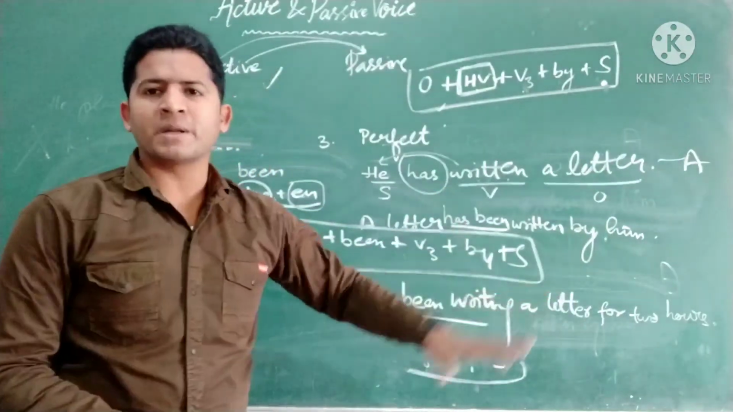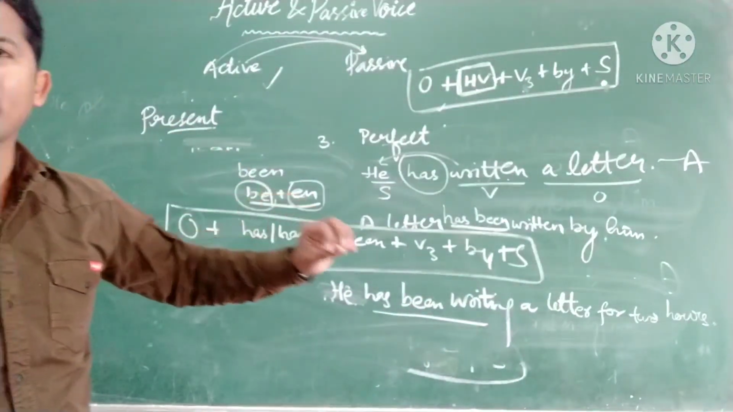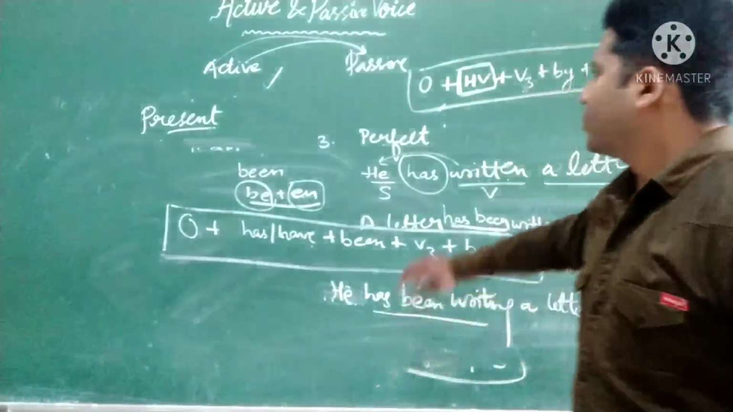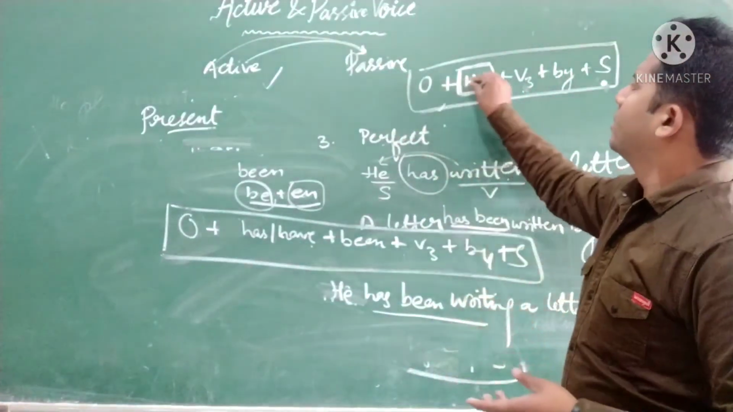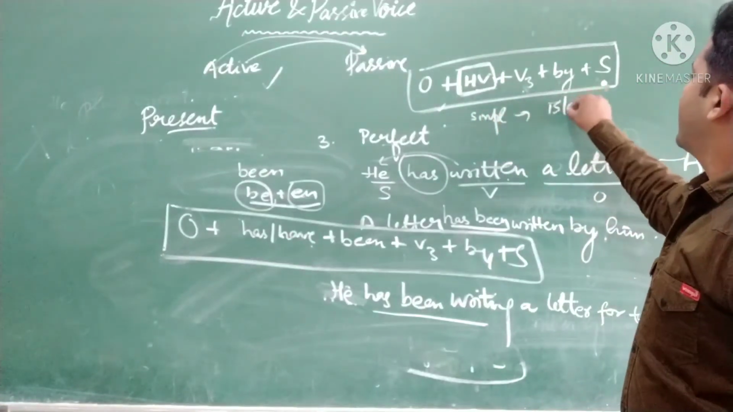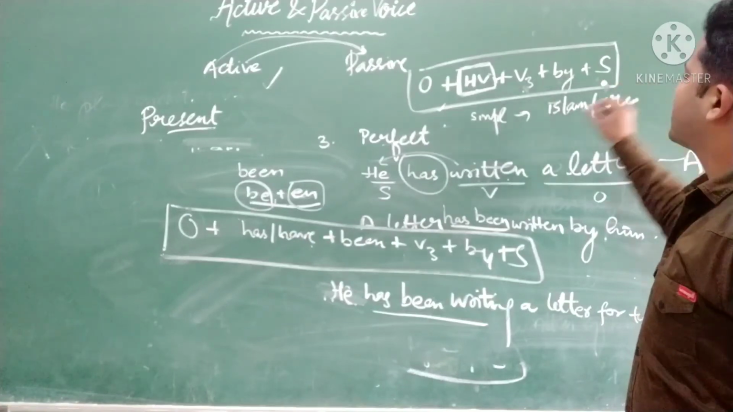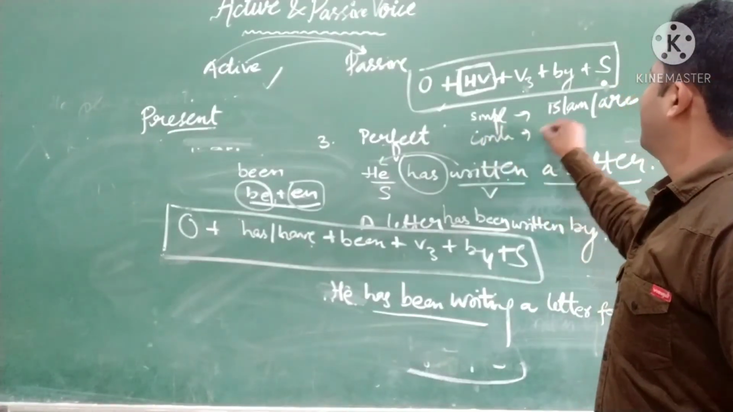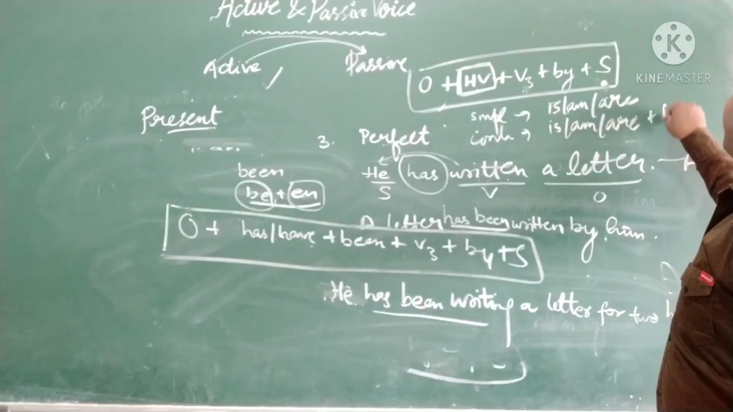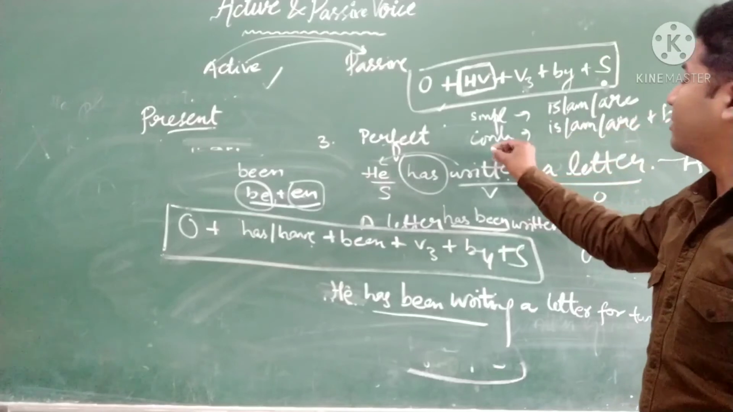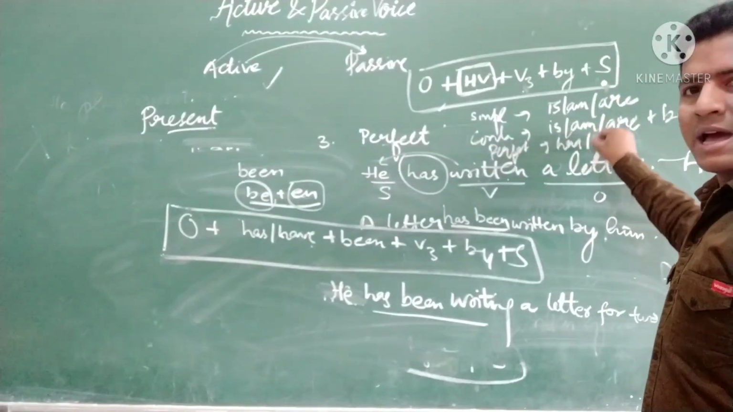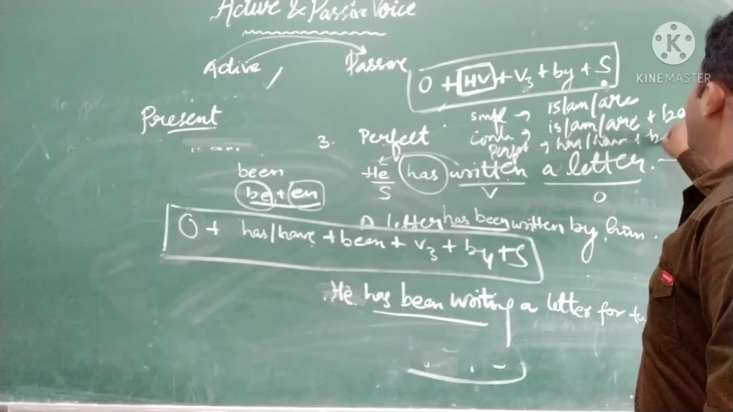So let's quickly revise for the present tense. There are 3 forms whose passive can be formed. Number 1 is simple present, second is continuous, third one is perfect. For simple present, the structure becomes the same. The verb will be is, am or are depending upon the subject. For continuous, the verb will become is, am, are plus being. And for the third case, perfect, we will have has or have plus been.